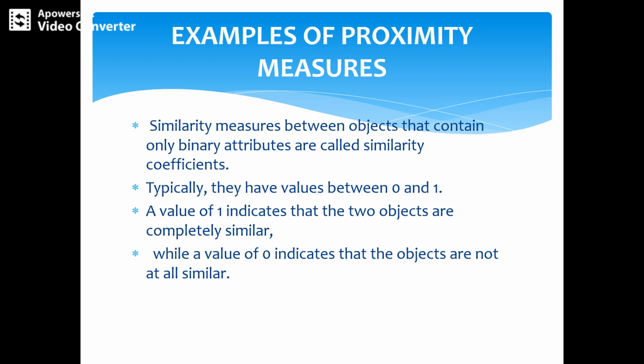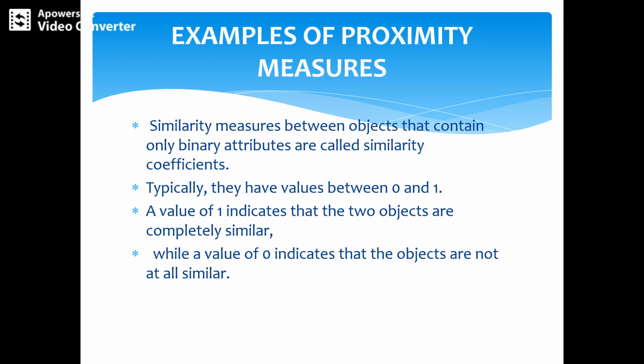So now another theory part will be continued: similarity. We should take examples of proximity measures. Similarity measures between objects that contain only binary attributes, we can call a similarity coefficient. This is the need.